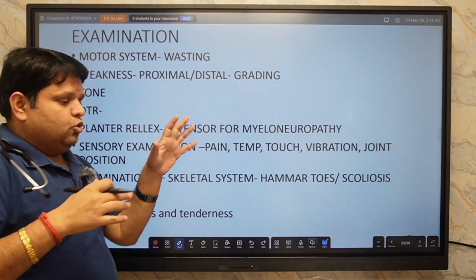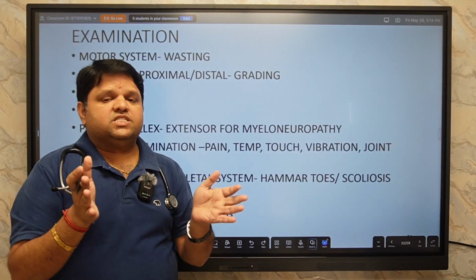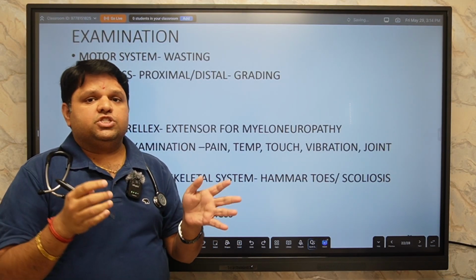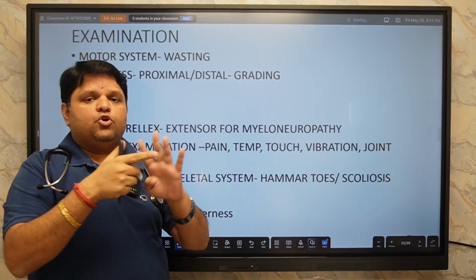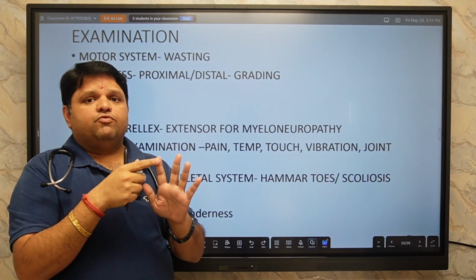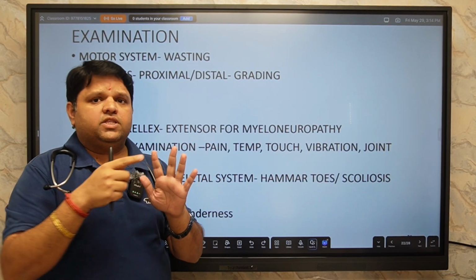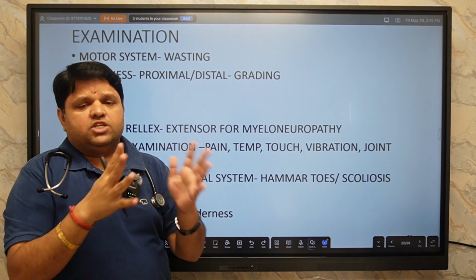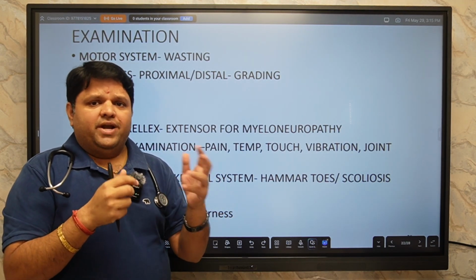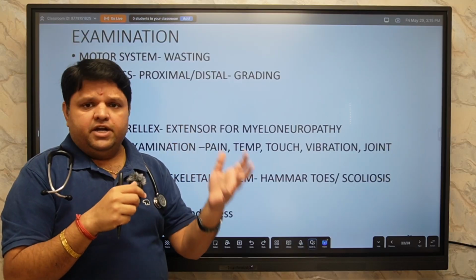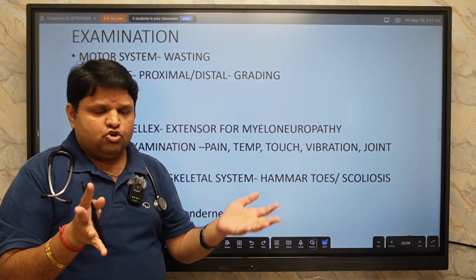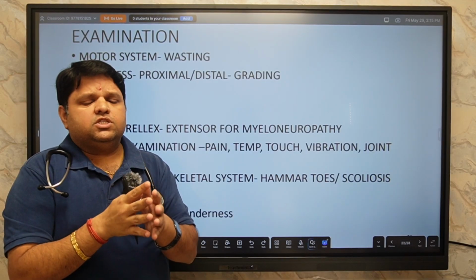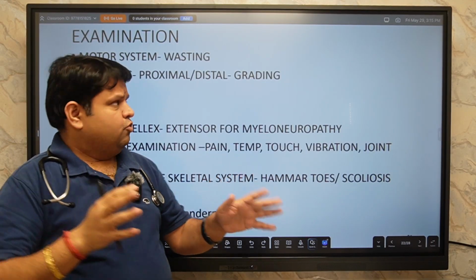Now, with these 7 points, we discuss how we take a proper history: which system is involved, motor, sensory, autonomic, or mixed. Which type of fiber is more involved in the neuropathy, axonal type, demyelinating type, small fiber, large fiber, and what type of sensory loss it is. Then whether there is any history of medical illness or hereditary problem, and the duration of illness: less than 4 weeks, 4 to 8 weeks, more than 8 weeks. So this is how we approach a case of neuropathy.